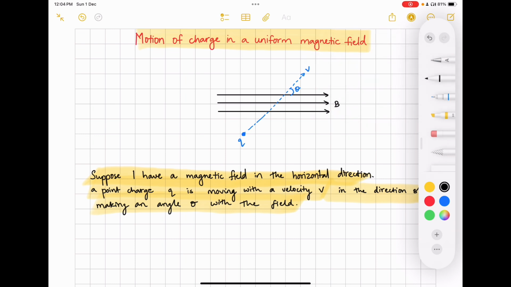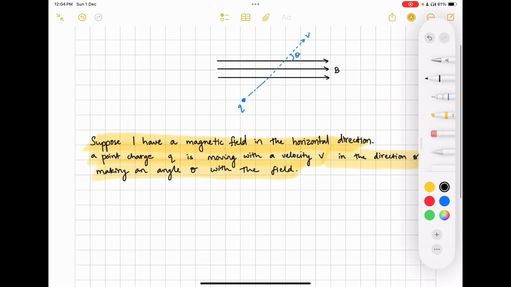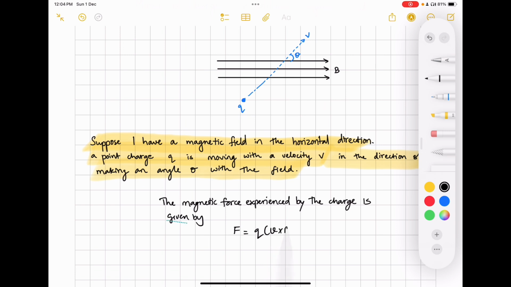So the magnetic force experienced by the charge is given by F is equal to Q into V cross B.